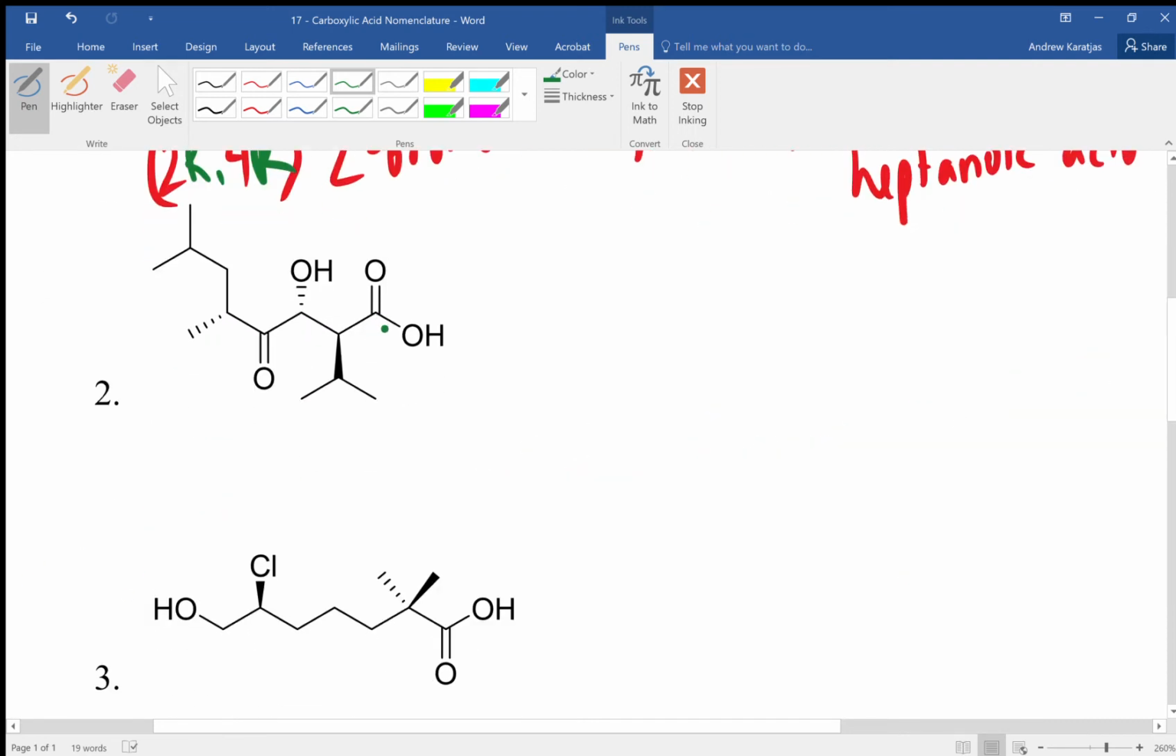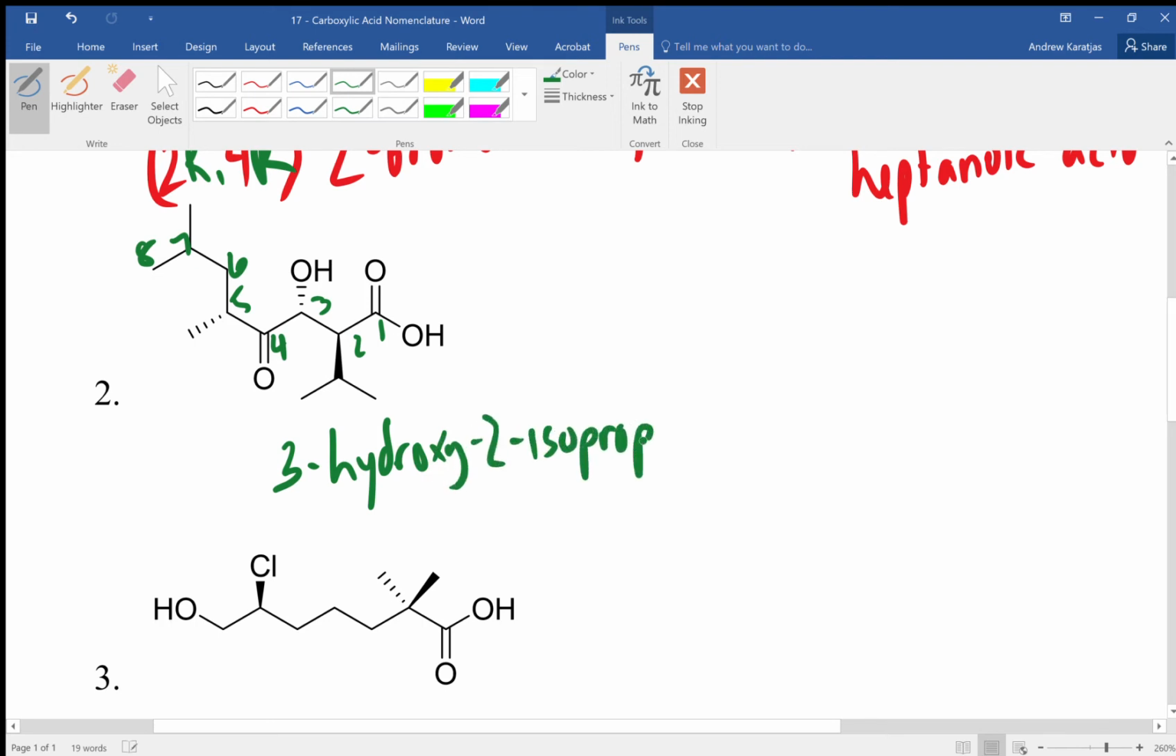Alright, number 2. Again, we can number it and then put in our substituents. We have 3-hydroxy, 2-isopropyl, 5-methyl, 4-oxo, octanoic acid.